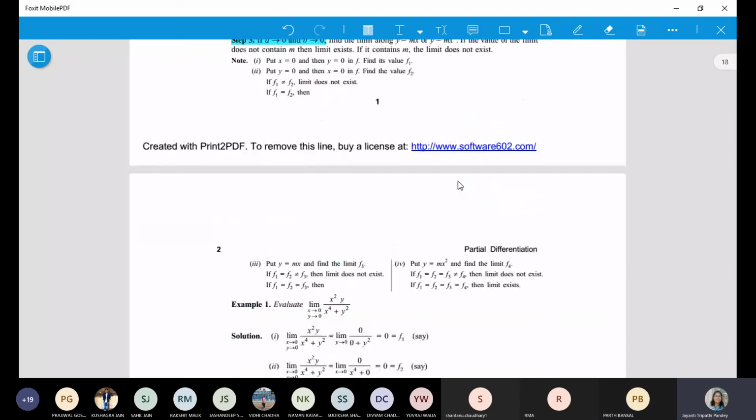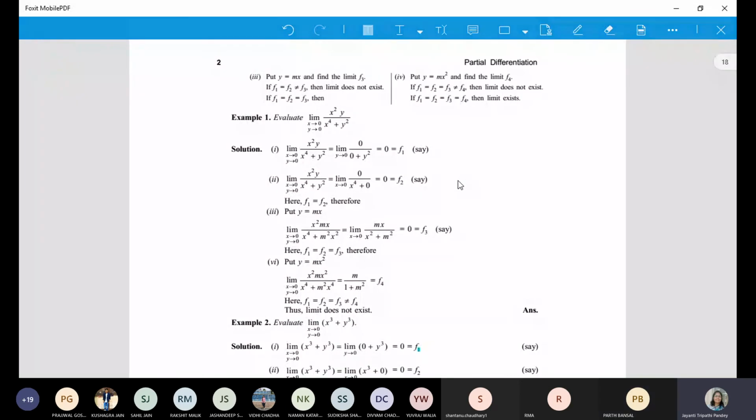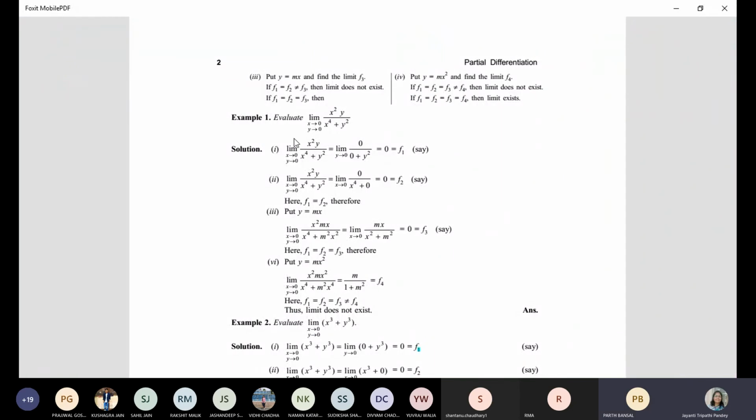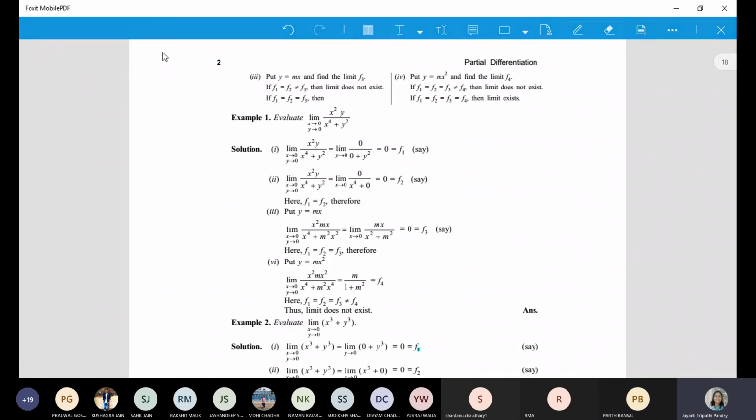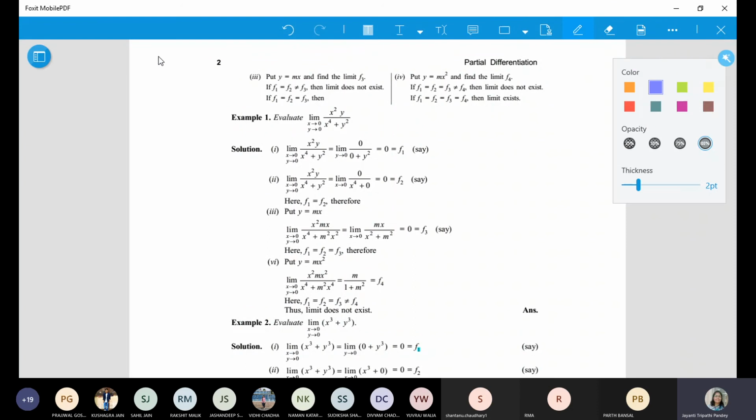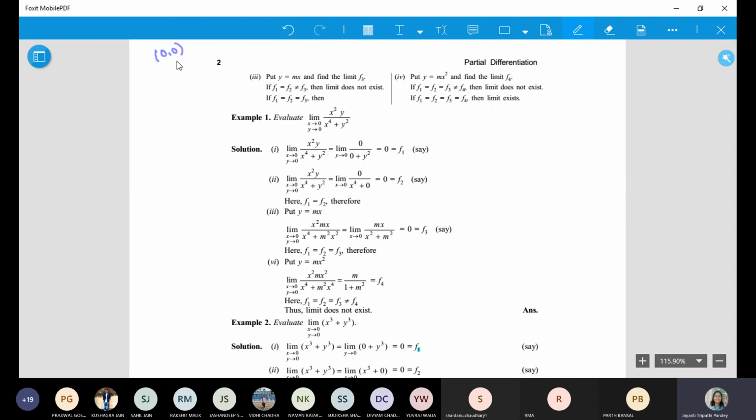Yes or no? Think. You are saying that you are approaching 0, 0. When you are approaching 0, 0, the curve through which you are approaching should satisfy 0, 0, right? Yes, ma'am. So what kind of curve can you find? You can find this kind of curve, right? Yes, ma'am. Okay.